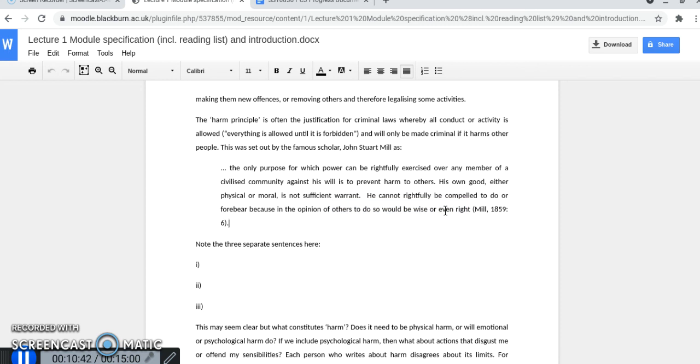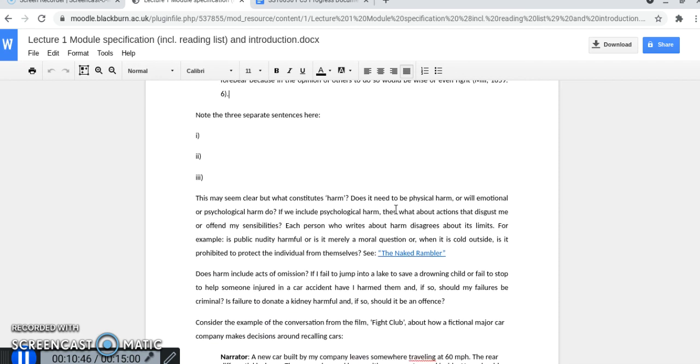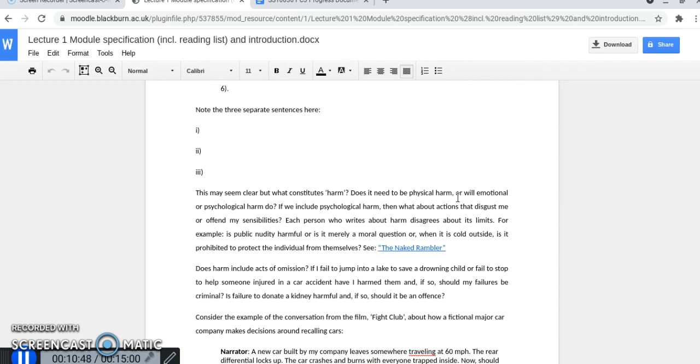So again, there are no easy answers, and whether harm includes only physical harm or also emotional and psychological harm. If it does include psychological harm, which presumably these days we recognise more of, does that include what we might call disgusting things or things that are offensive? Or the example of that case there, the naked rambler.